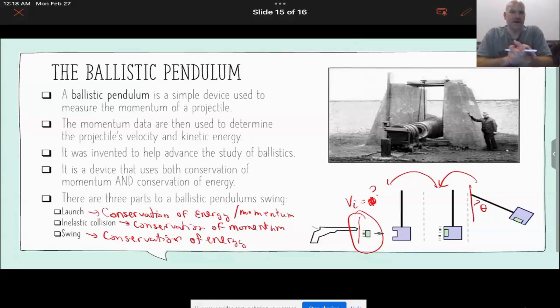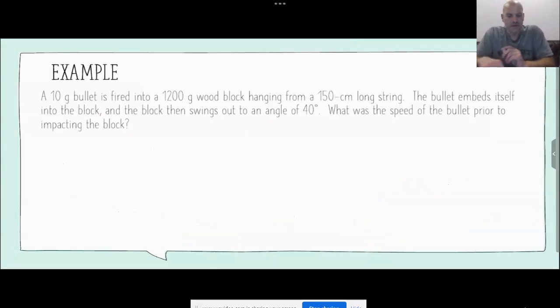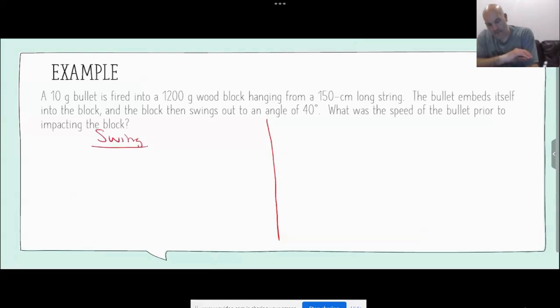Excuse me. So let's look at an example problem using the ballistic pendulum. Here we have a 10-gram bullet fired into a 1,200 gram wood block hanging from a 150 centimeter long string. The bullet embeds itself into the block, and the block then swings out to an angle of 40 degrees. What was the speed of the bullet prior to impacting the block? We don't have to trace it all the way back to the launch. All we're going to do here is the swing and then the collision. And it says it embeds, so we will have a perfectly inelastic collision.